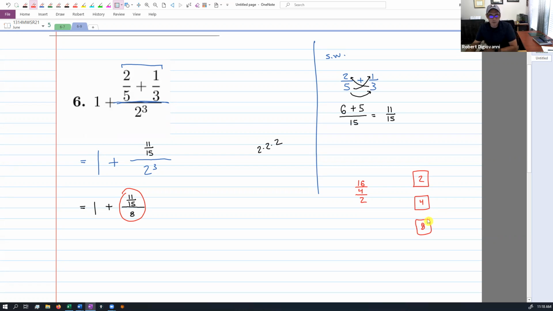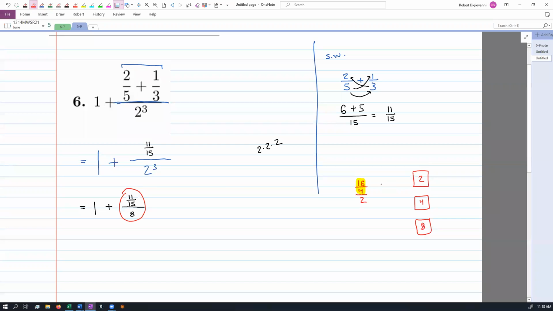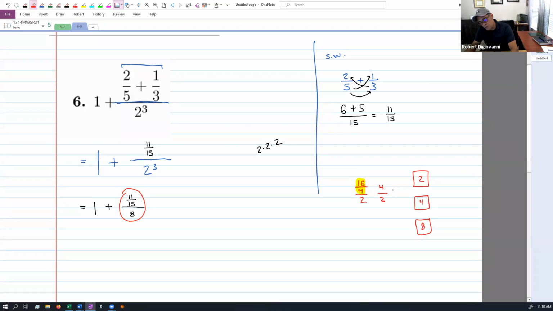So let me run through this. One thing I could do is first do 16 divided by 4, couldn't I? What's 16 divided by 4? 4, okay, that gives me 4, and then divide that by 2, and 4 divided by 2 would be 2, right? That's one way I could have done it. But another way is I could have done the 4 divided by 2 first. 4 divided by 2 is 2, isn't it? And so I could have said this is 16 divided by 2, which would give me 8.